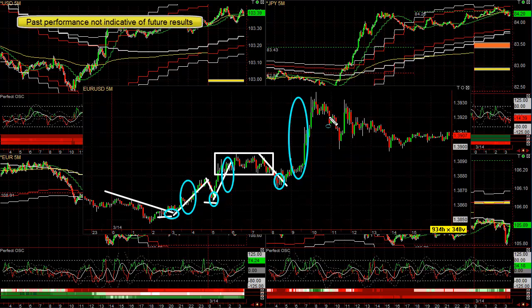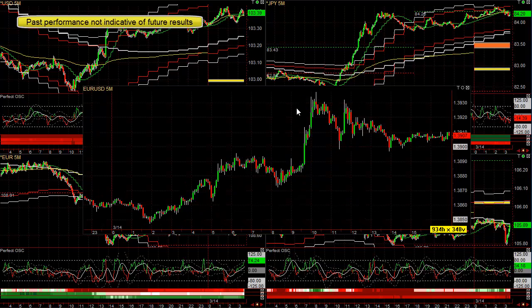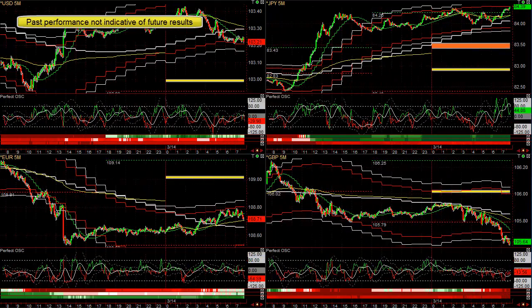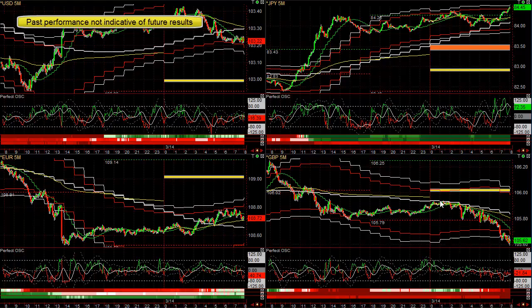You buy this little pullback here. Let's say you lost. All right, you get back in again here. The wins are bigger than the losses. And that's why the currency indexes are so powerful and such an easy way to trade. Let's scroll forward a little bit more. You can see the pound.